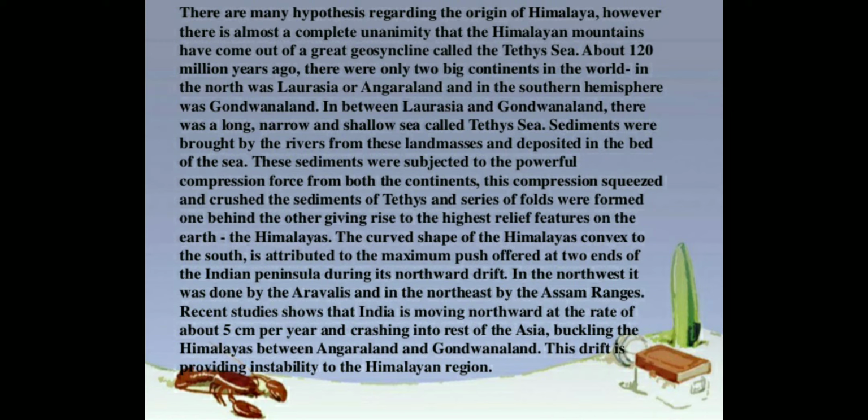There are many hypotheses, imagination based ideas, regarding the origin of the Himalaya. However, there is almost a complete unanimity that the Himalayan mountains have come out of a great geosyncline called Tethys. There was a sea. Where there are Himalayas nowadays, there used to be a sea known as the Tethys Sea. Just imagine, earlier there was a sea and now there is this highest mountain. This is the kind of change that can be brought about by nature itself. Clear? Tethys Sea.